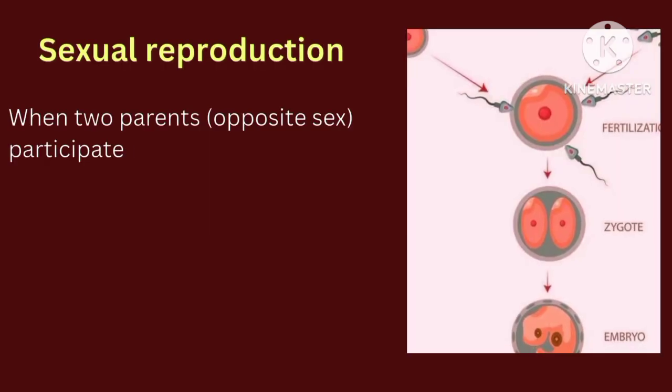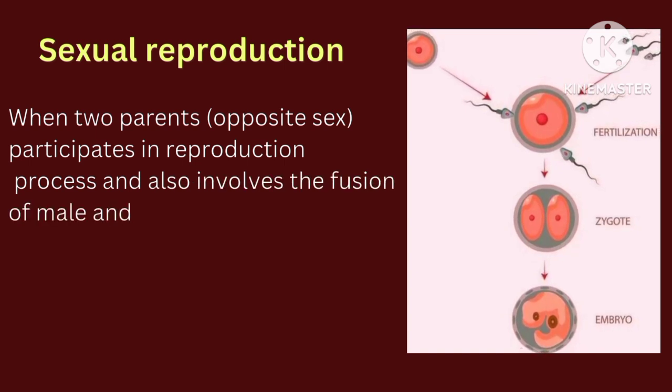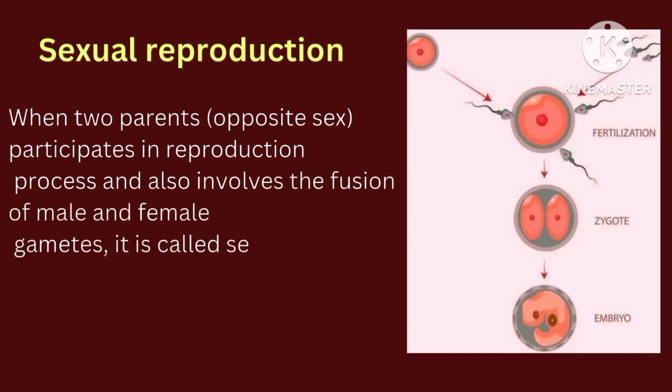Asexual reproduction is the most common method of reproduction in organisms having simpler body like in algae and fungi, but during unfavorable condition they shift to sexual reproduction.